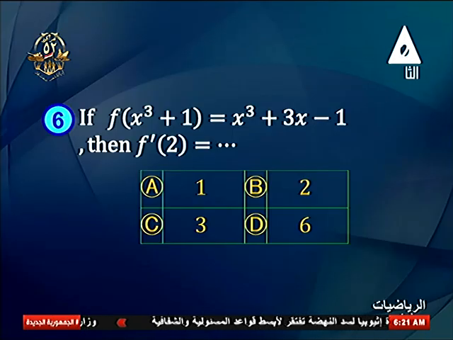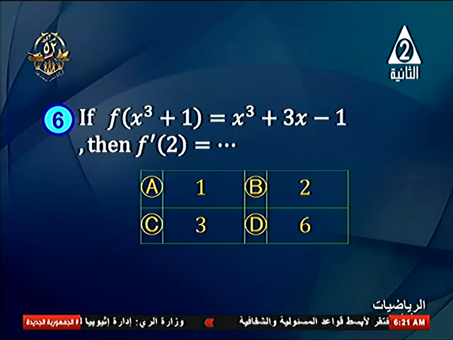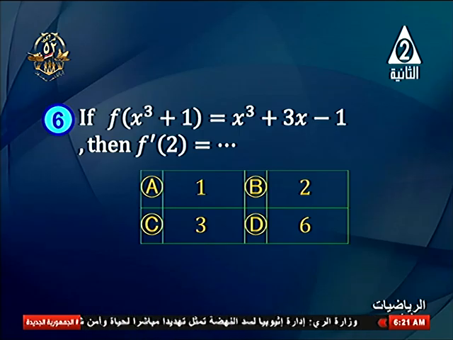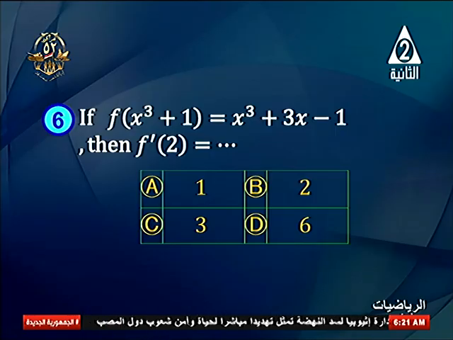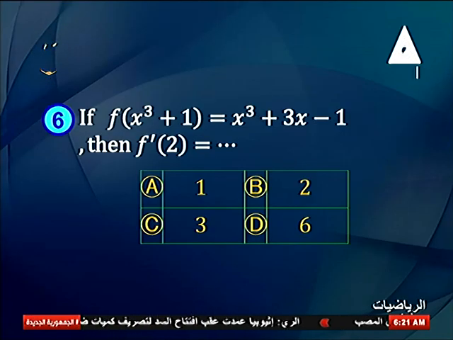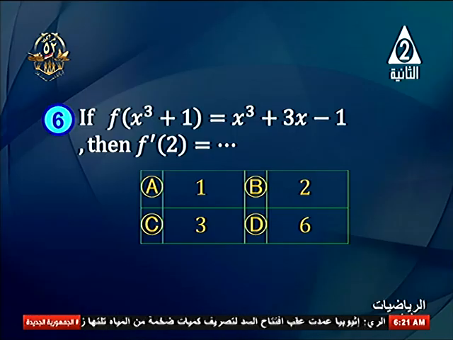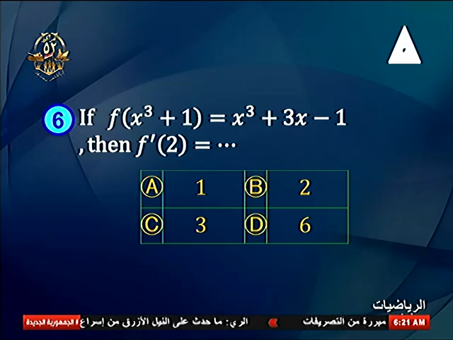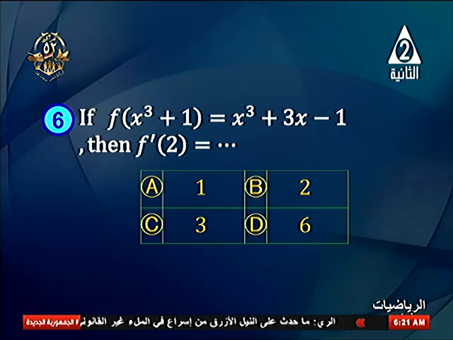In this case, we find the differentiation of the left-hand side and the right-hand side. Differentiation of the left-hand side equals f dash of x power 3 plus 1 multiply 3x squared. But differentiation of the right-hand side is 3x squared plus 3 only. After that, by putting x equals what? x equals 1. Why? Because x power 3 plus 1 equals 2, x power 3 equals 1, and the cube root of 1 is 1.